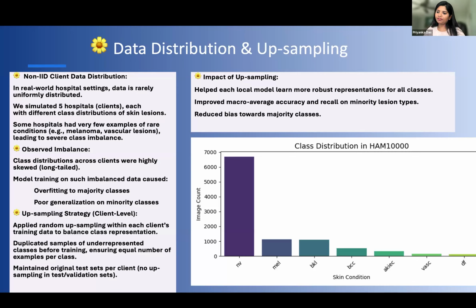Upsampling had a significant impact. It improved the model's ability to learn features for all classes, especially the rare ones. It also boosted the performance, like accuracy, and helped reduce bias towards the dominant classes.